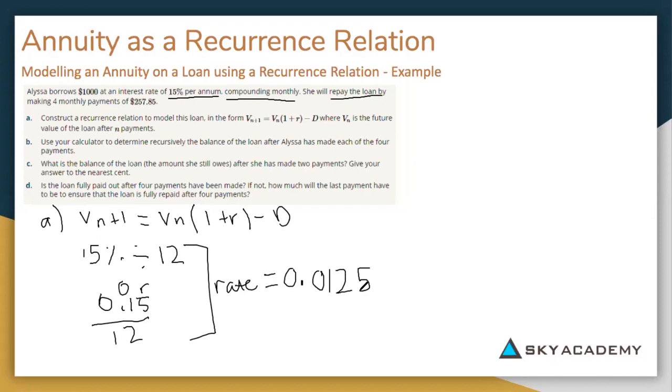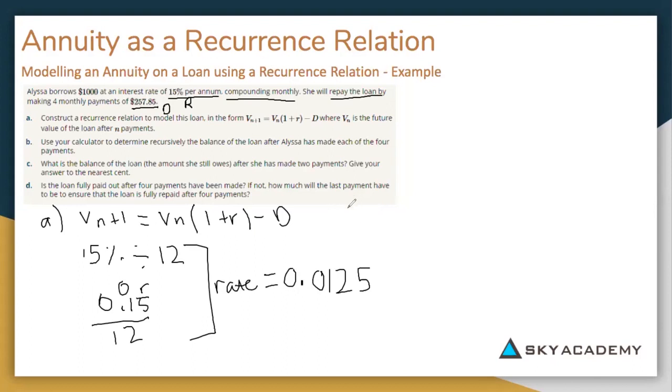So that's what we're going to substitute for where the R is in our recurrence relation model. And we know that the monthly repayment up here is this much. So that's going to equal our D. This is going to equal our R. But remember, our actual R is down here. So we can go and write that into the formula.